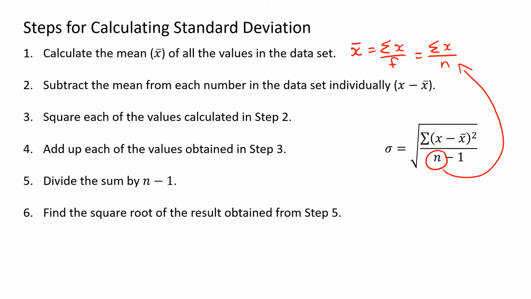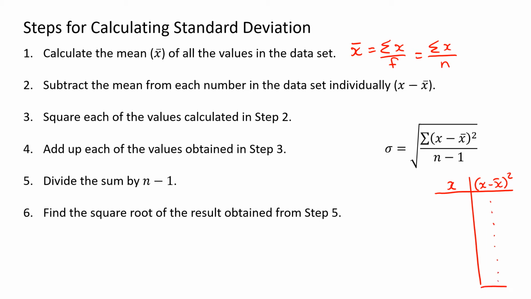Next, you're going to subtract the mean from each number in the data set individually. You're going to see in our next slide, when we do an example, you have all of your x terms, and then usually in your table you have a second column that says (x minus x bar) squared, where you actually calculate it for each individual term, and then at the end you can add it up.